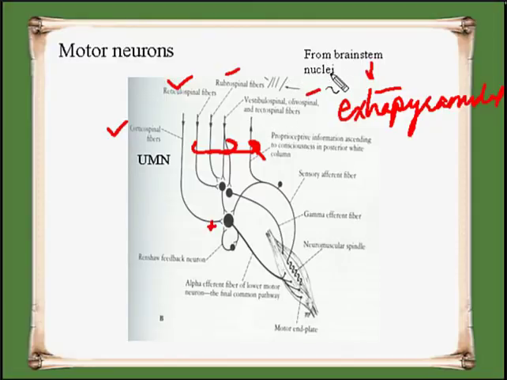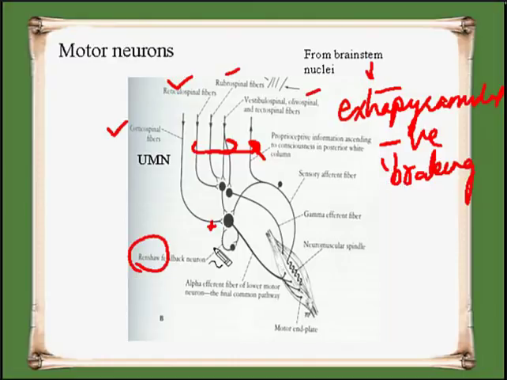And if you remember, I've been telling you that most of these upper motor neurons have an inhibitory effect on the anterior horn cells. It is these extrapyramidal fibers which actually have an inhibitory effect on the anterior horn cells, or they have a braking action on the anterior horn cells, much like this Renshaw cell which you see here. So the Renshaw cell and these extrapyramidal fibers have a braking action, and the corticospinal fibers are the ones which stimulate the anterior horn cell.